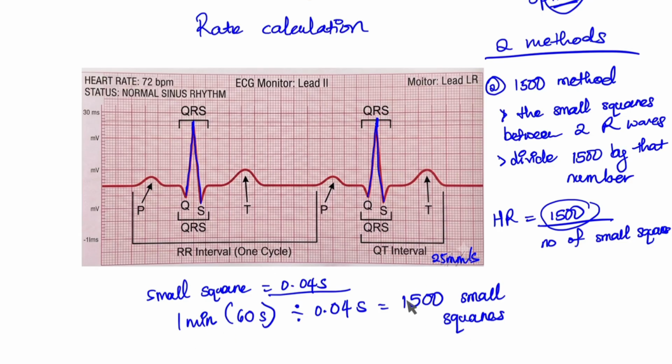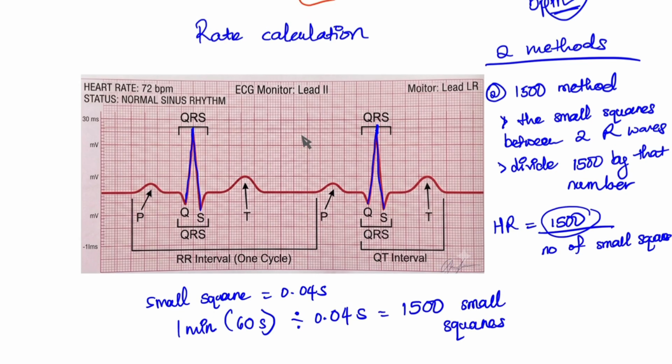So to find that number of heartbeats in 1 minute, you divide the 1,500 small squares per minute by the number of small squares per one heartbeat, which is why we're saying 1,500 divided by the number of small squares between the two R waves.